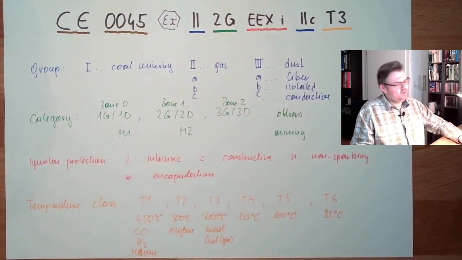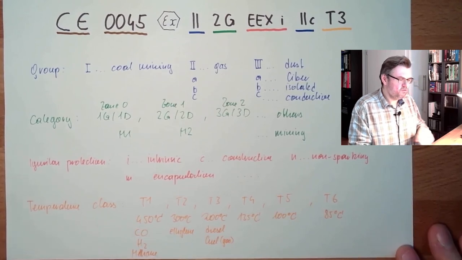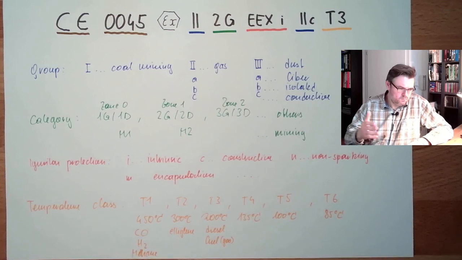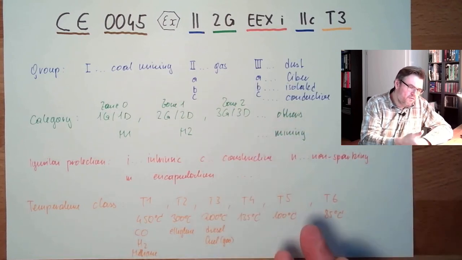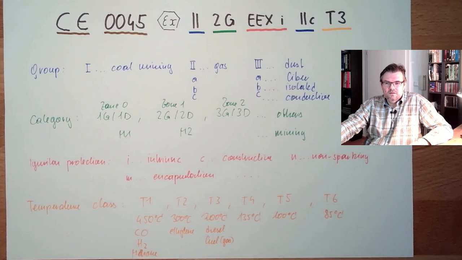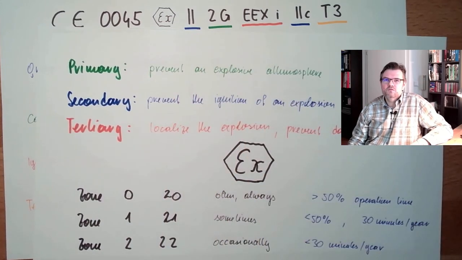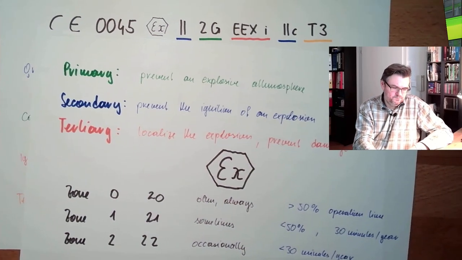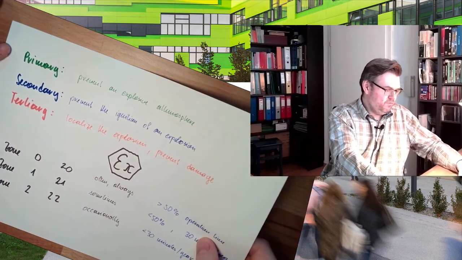Yeah, these are the strange numbers written on our protective or on explosive protected equipment. Yeah, so if you are in a certain zone, if you have a certain material, choose the correct element for it. But before, try to prevent an explosive atmosphere. If everything else fails, at least localize the explosion. That's it. That's explosive protection.